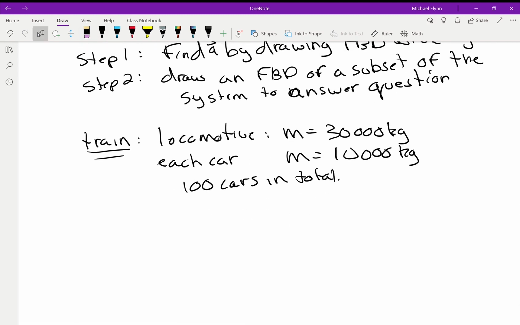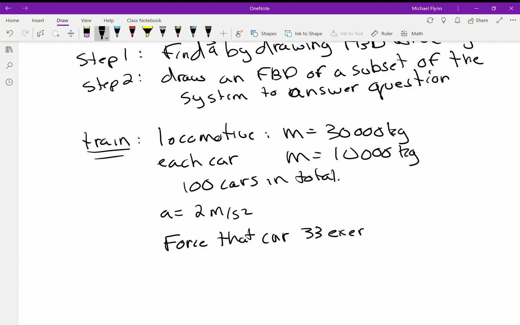Let me ask you a question like this. I'll give you the first step so that you don't have to do it. I'll tell you that the acceleration of the train is 2 meters per second squared. Trains usually have a small acceleration, probably less than that normally. But all right, here's my question for you. What is the force that car 33 exerts on car 34? We'll number the cars in order after the locomotive.